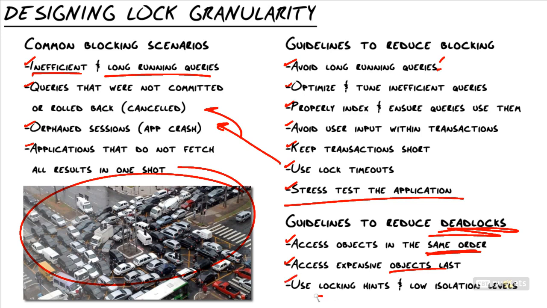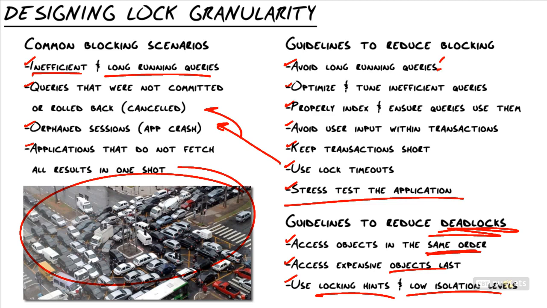Also, use locking hints wherever possible. Locking hints give us a way to override the default behavior of SQL Server. So we can actually control what kinds of locks are placed on our objects at the statement level. Also, if possible, use the lowest isolation levels possible. We'll get into isolation levels when we get into designing for concurrency.